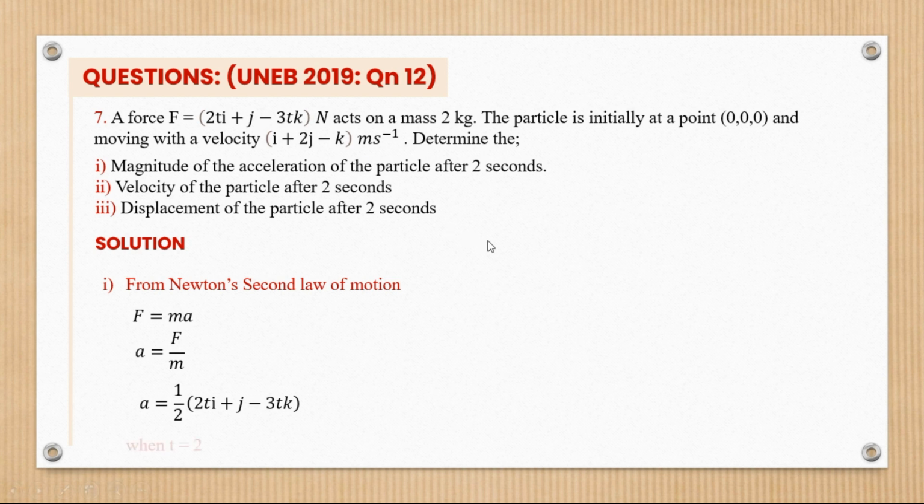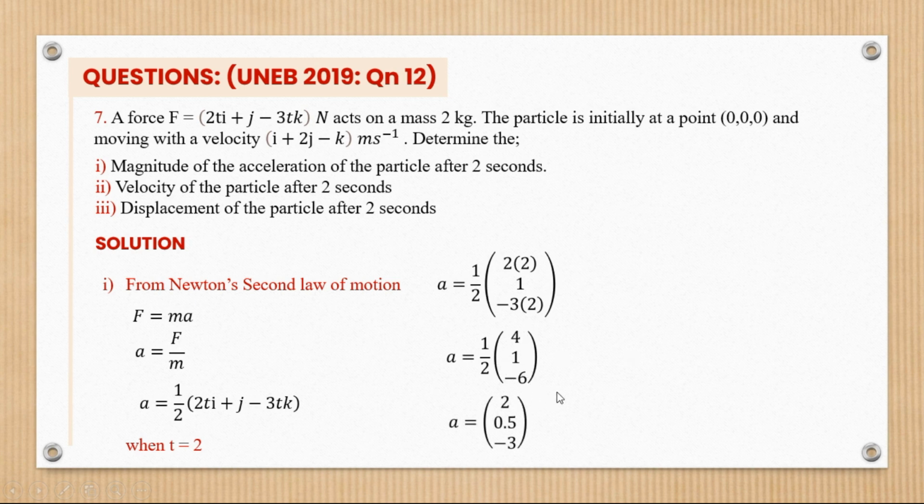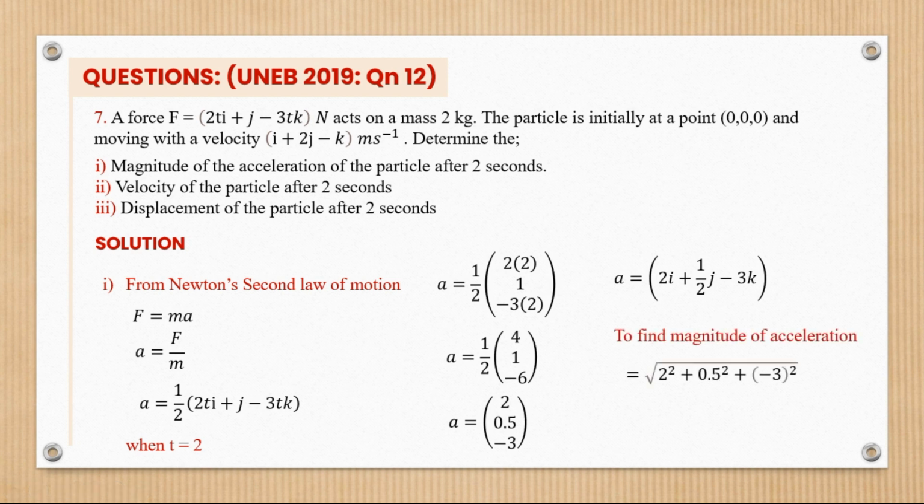So therefore, when time t is equal to 2, because we've been given the force and the time, this is what I'll have. I'll multiply that in and I'll have it as 1 over 2 into 4, 1, negative 6. So this is what I have. Multiply the half inside and I'll have 2, 0.5, negative 3. Next, remember that we are being told to find the magnitude of that acceleration. So the magnitude of that is square root of 2 squared plus 0.5 squared plus negative 3 squared, which is root of 13.25, which is 3.64 meters per second squared. Therefore that is the magnitude of the acceleration of the particle after 2 seconds.